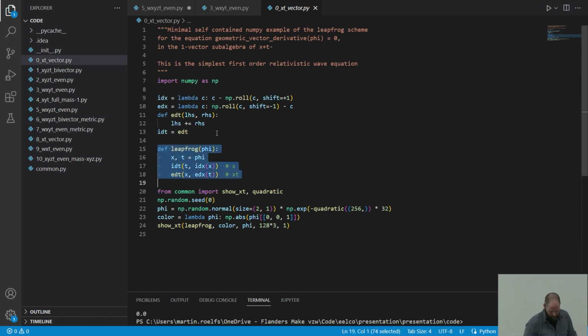I think I wanted to zoom this in a tiny bit. Is it decently readable like this? Okay, then I'm not going to bother figuring out the zooming again.